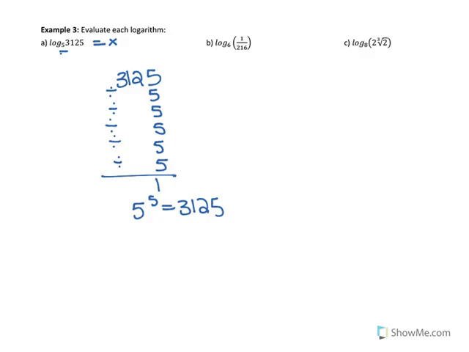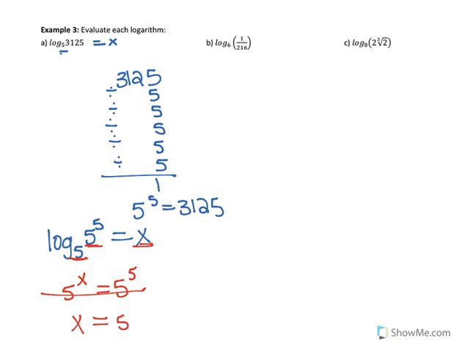So we're going to show this by converting. So we have log base 5, and instead of writing 3,125, I'm going to write 5 to the power of 5, and I'm going to make it equal to x. And now we can convert. So 5 to the power of x equals 5 to the power of 5, and then we can cancel out our bases to find that x equals 5.